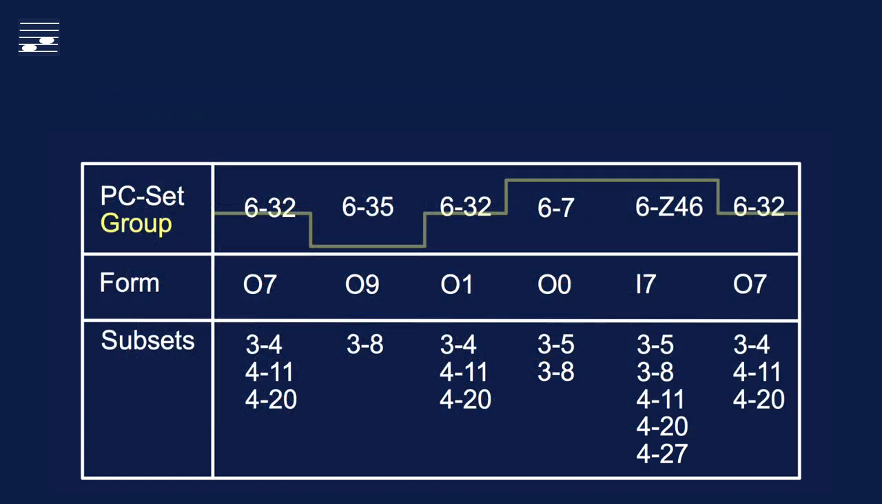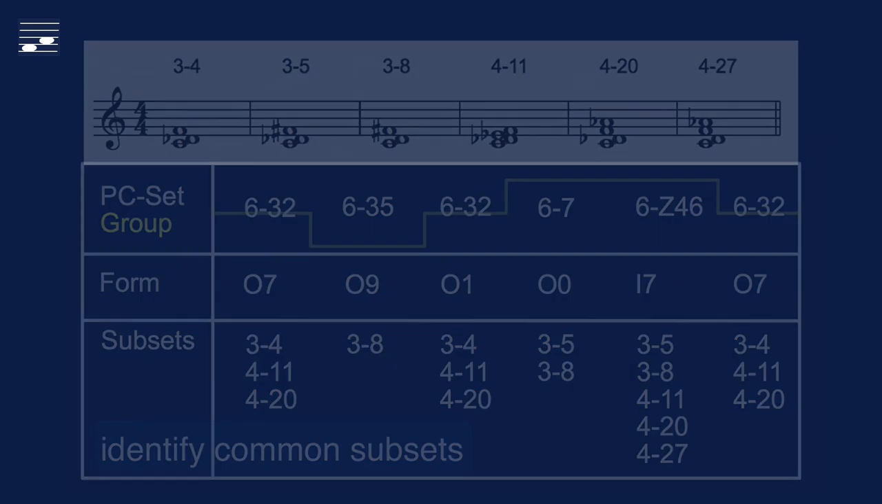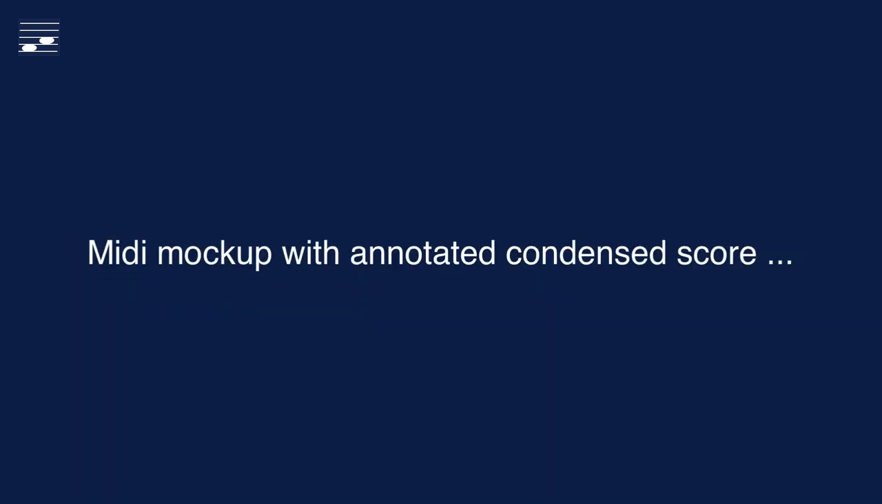Here we see the 3 and 4 element subsets in the 6 chord progression, and I've marked the common subsets. Here's the audio rendering in an annotated condensed score.